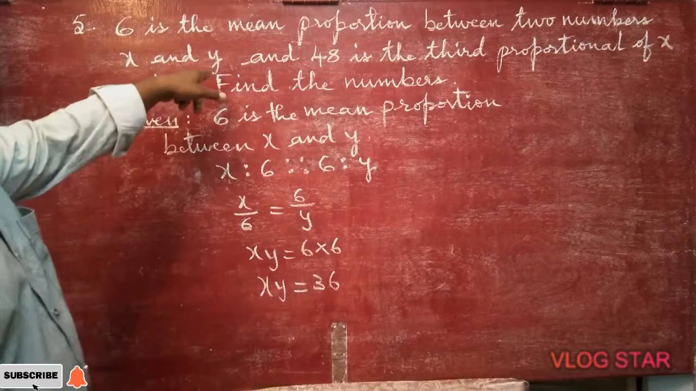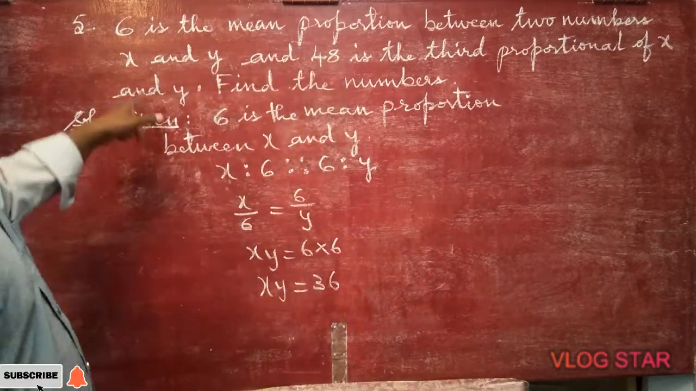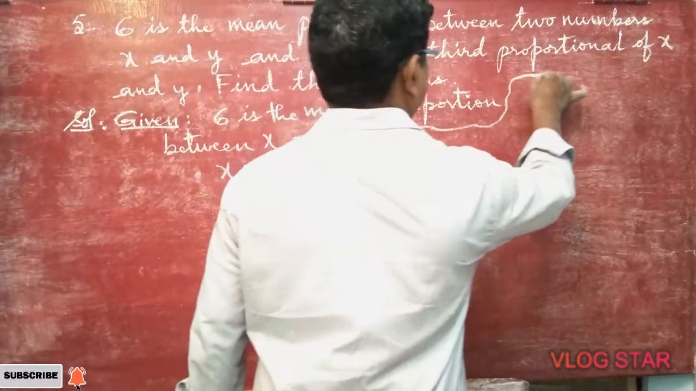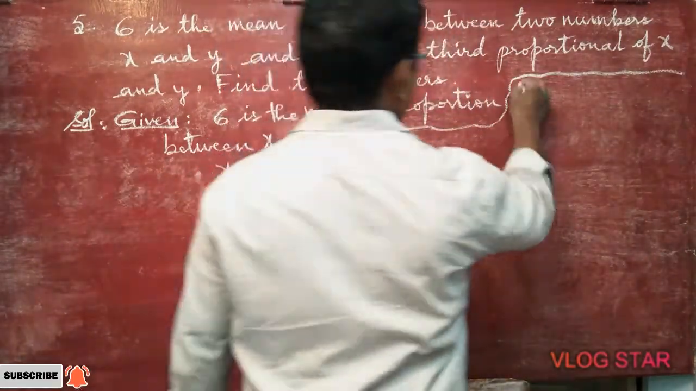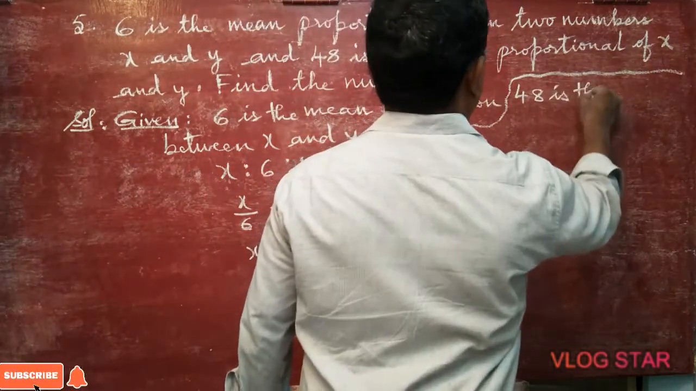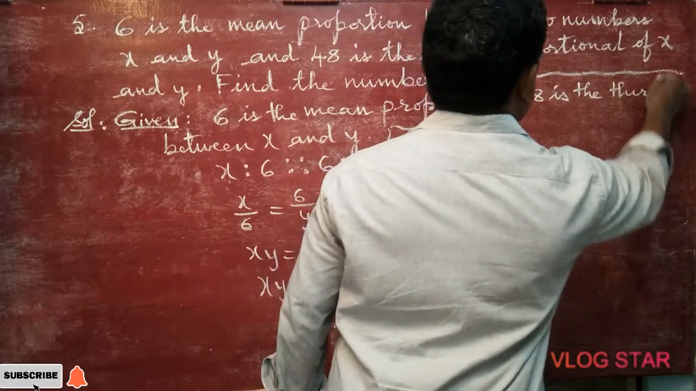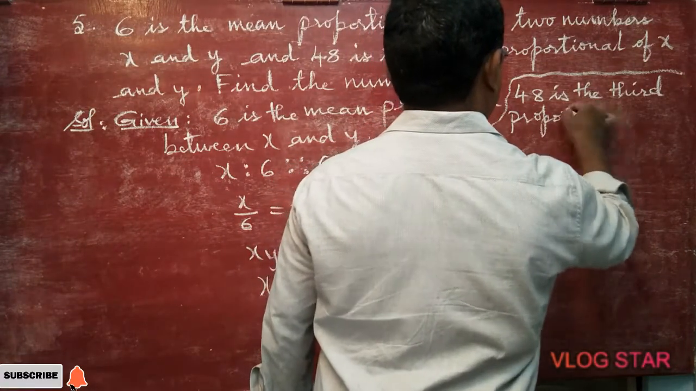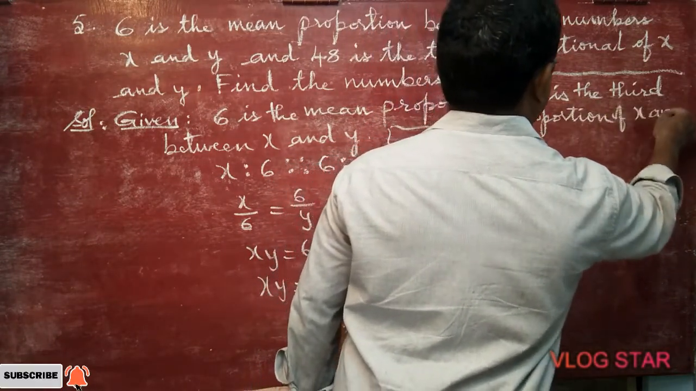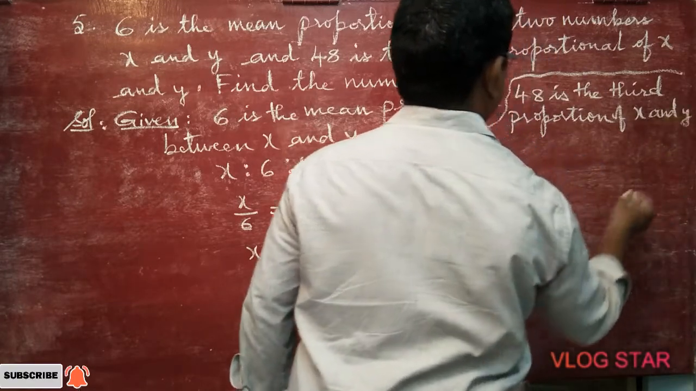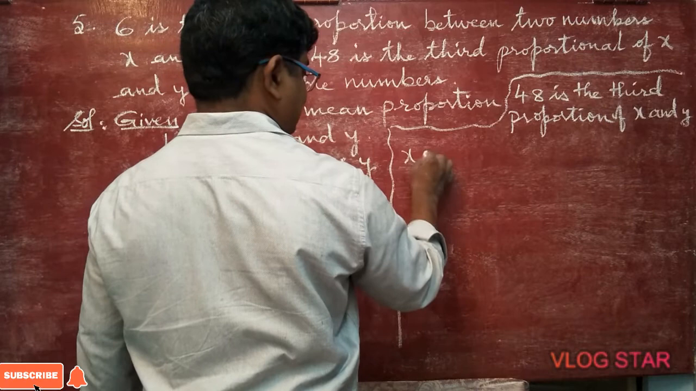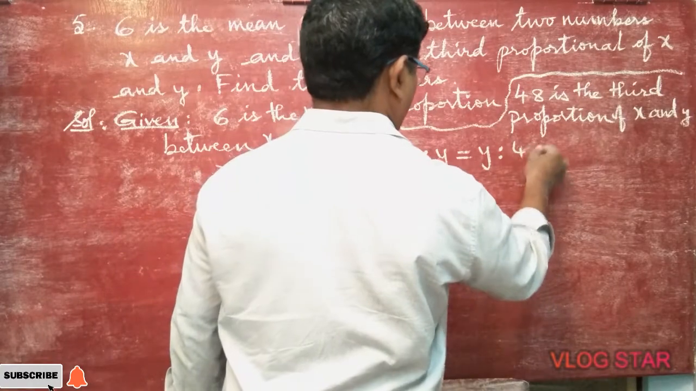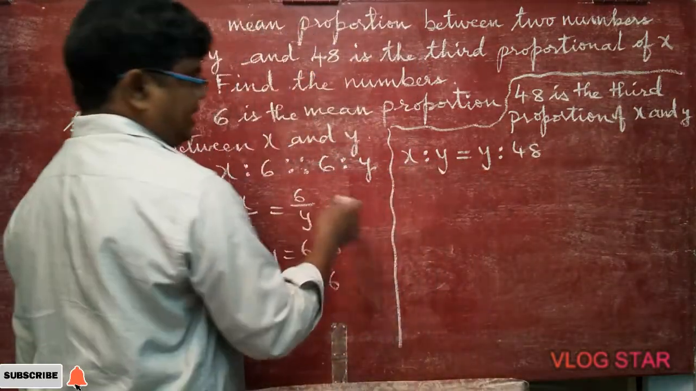Now next one. 48 is the third proportional of x and y. What is the meaning of that? All of you listen carefully. 48 is the third proportional of x and y. So x is to y is equal to y is to 48.